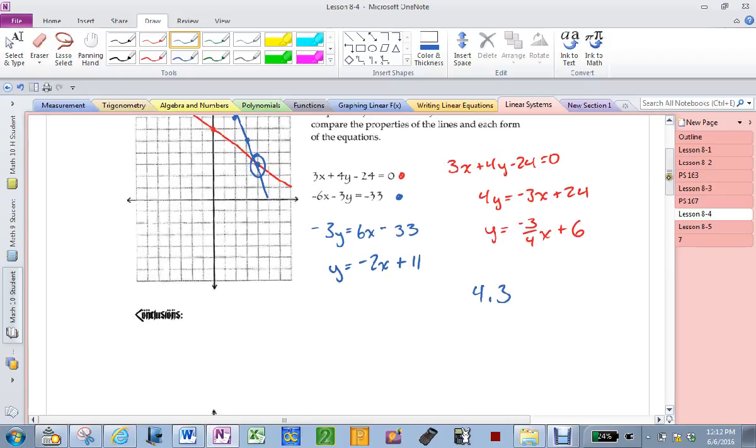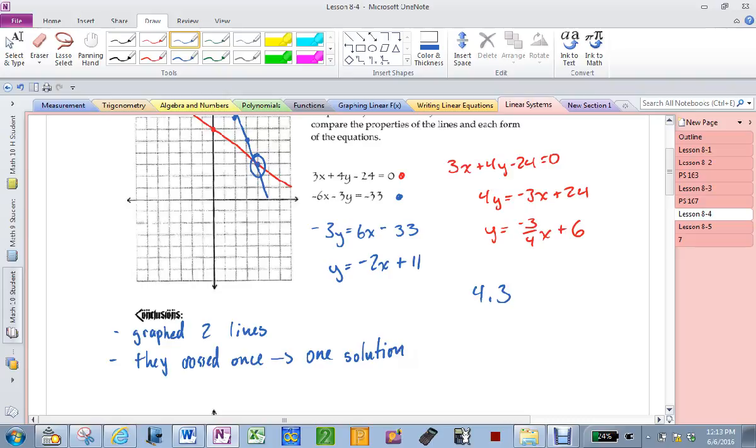Now, conclusions. What do you know? So, I graphed the two lines. So what happened? You guys just did this work. I graphed two lines. And what happened when I graphed those two lines? They crossed how many times? They crossed once. And what does that tell us? That there is one solution, because they only crossed one time.